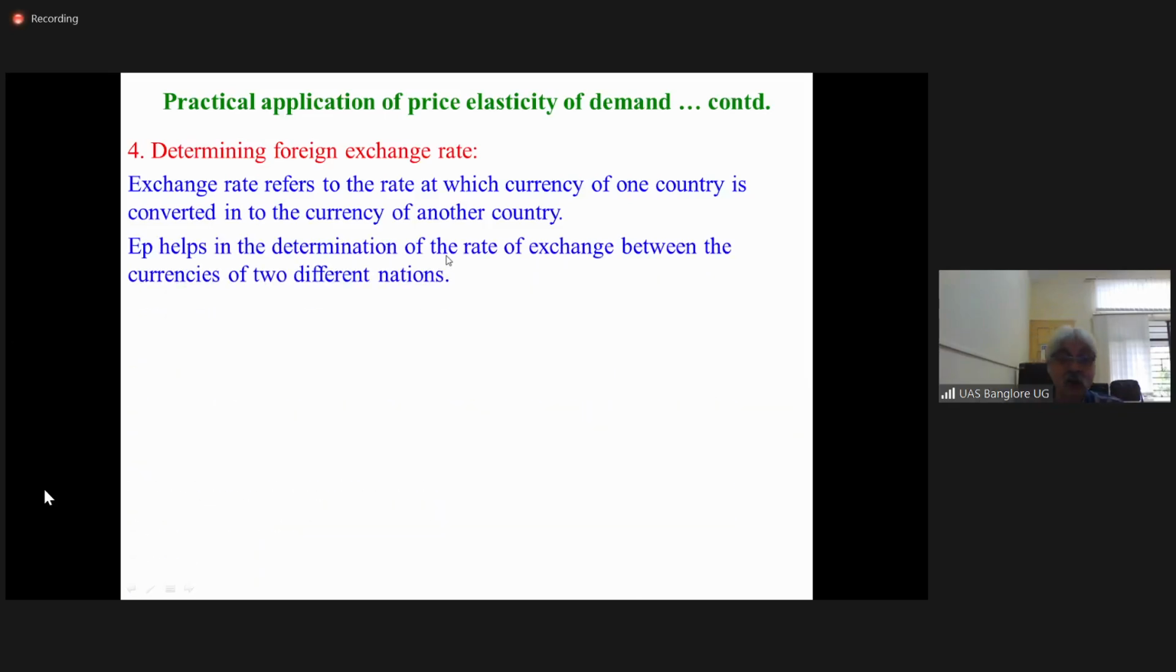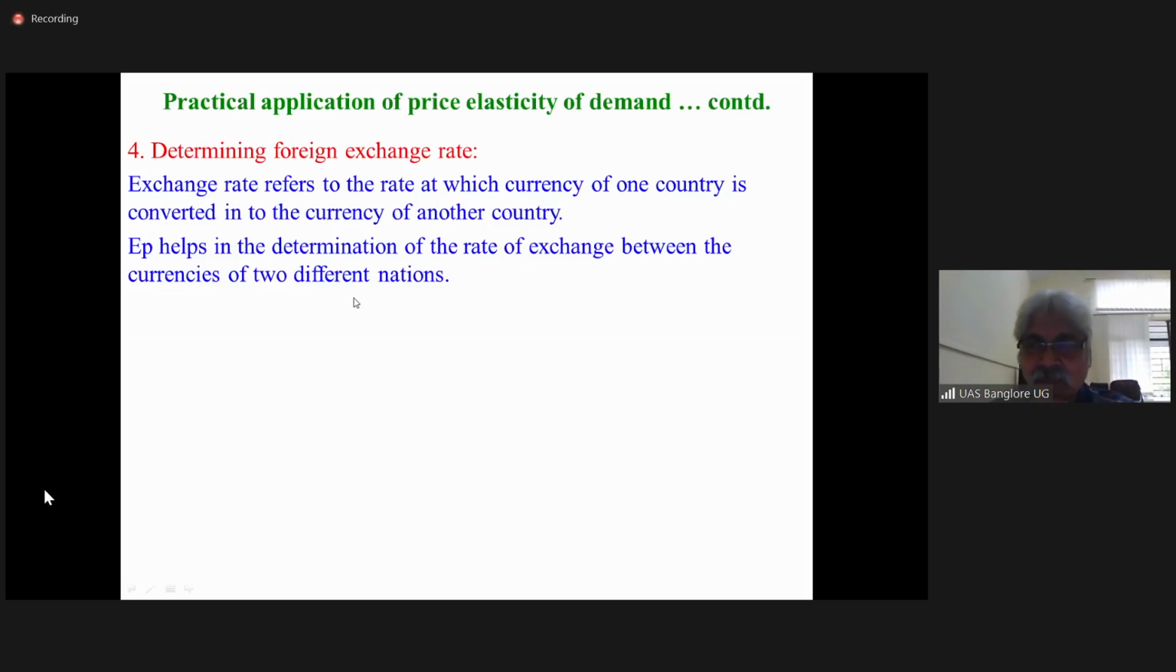This elasticity concept helps in determination of the rate of exchange between the currencies of two different nations. How is this rate of exchange fixed? Every day in the newspapers, we read today one American dollar is equal to 72 rupees. The next day they say one American dollar is equal to 70 rupees. The third day they may say 74 rupees, and so on. How is this exchange rate fixed?